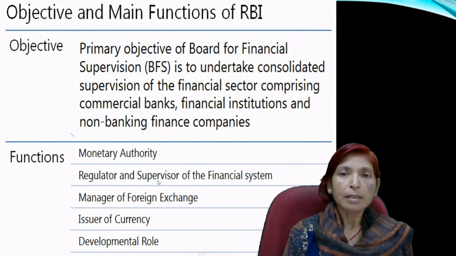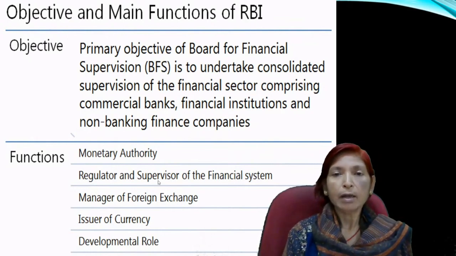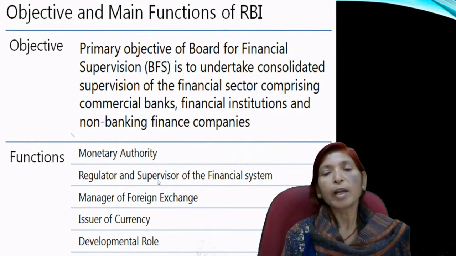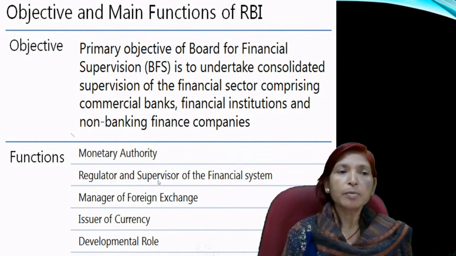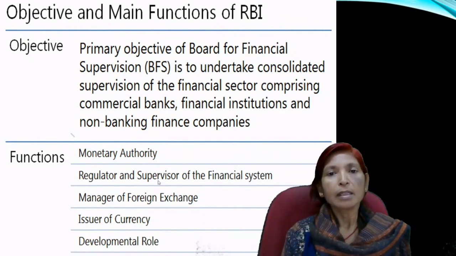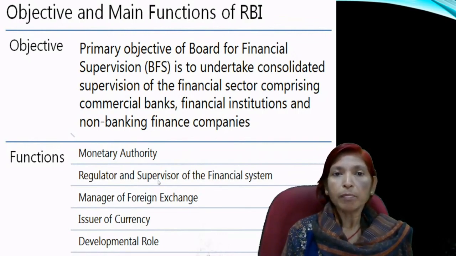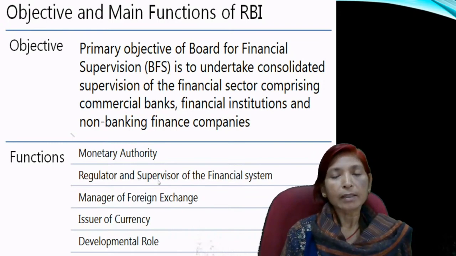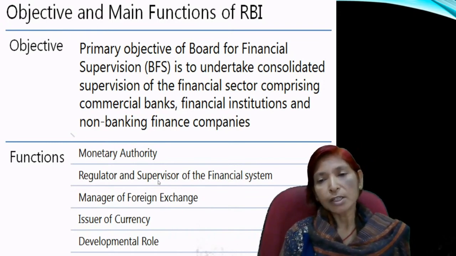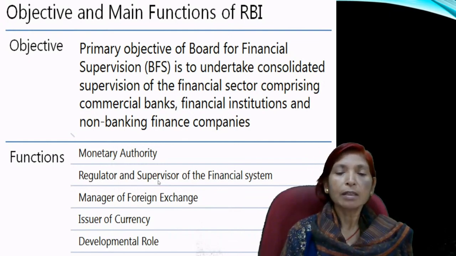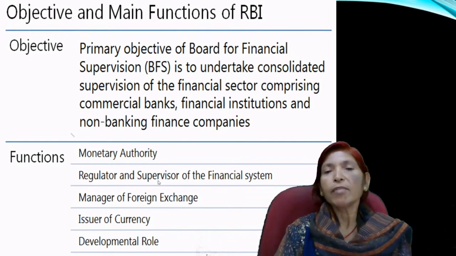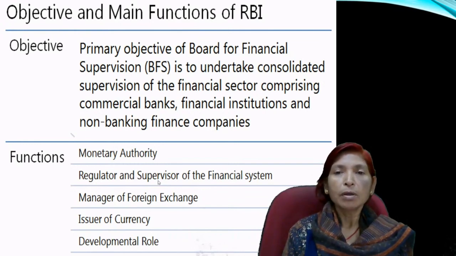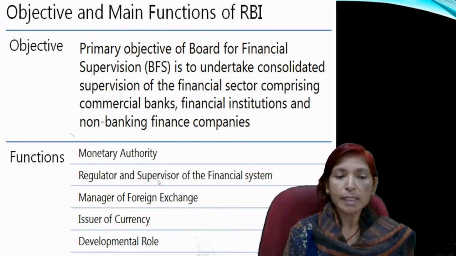All the banks, whether private sector banks, public sector banks, foreign banks, or regional rural banks, work under the guidance and supervision of the Reserve Bank of India. The primary objective of the Reserve Bank of India is that RBI supervises all the financial sector banks, commercial banks, financial institutions, and non-banking financial companies. And the main function of the Reserve Bank of India is to issue paper currency, coins, notes, etc.